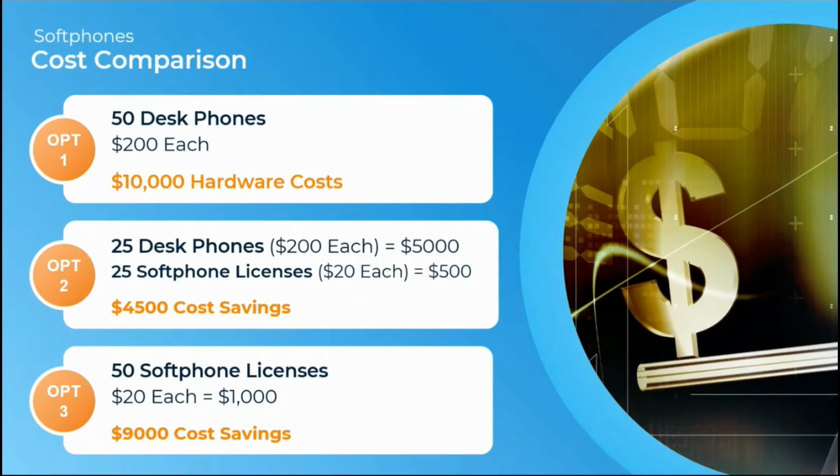So option one here, you have, let's say, 50 employees, 50 desk phones. Option two, you have the same 50 employees and only 25 have physical desk phones and 25 are remote using soft phones. This is a hybrid combination approach I just mentioned. And option 3, you have the same 50 employees and all 50 are working remotely out of the office or maybe on the go, and they're all set up using soft phones.